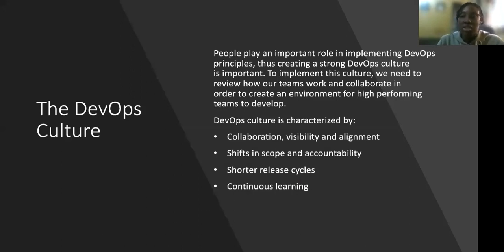So the first thing is collaboration, visibility, and alignment. For teams to collaborate, they have to be visible to one another. That is, to share the DevOps processes, priorities, and consent.